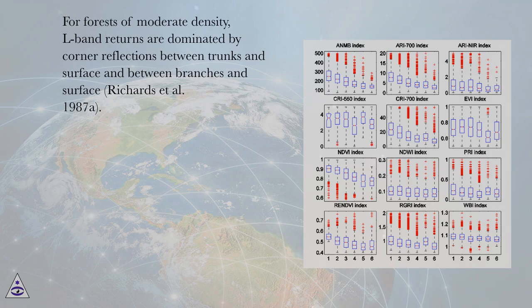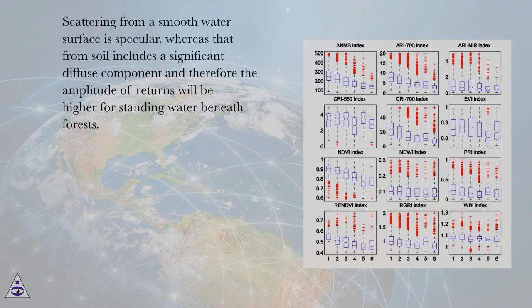For forests of moderate density, L-band returns are dominated by corner reflections between trunks and surface and between branches and surface, Richards et al. 1987a. Scattering from a smooth water surface is specular, whereas that from soil includes a significant diffuse component and therefore the amplitude of returns will be higher for standing water beneath forests.